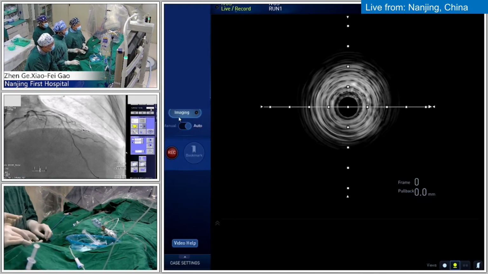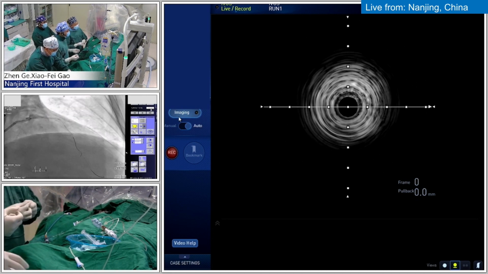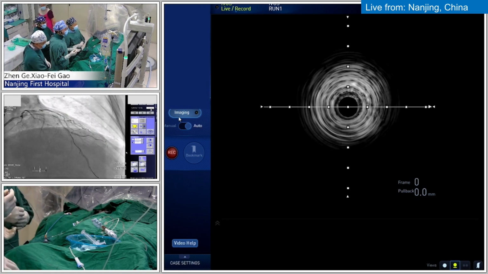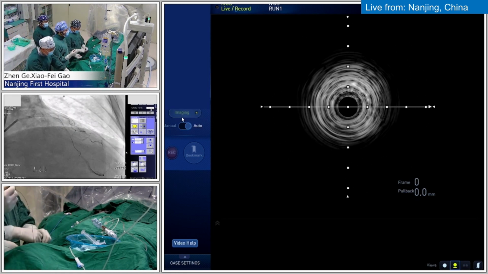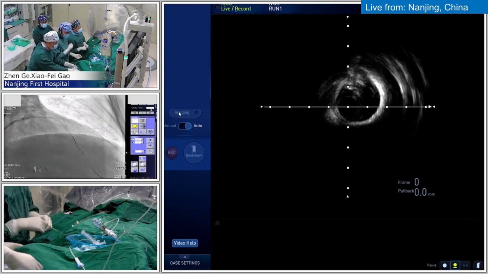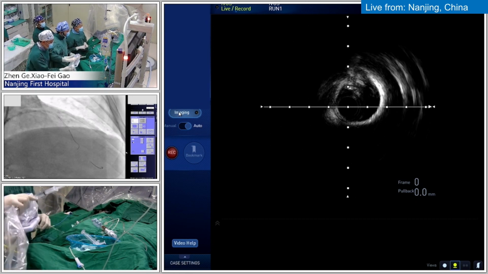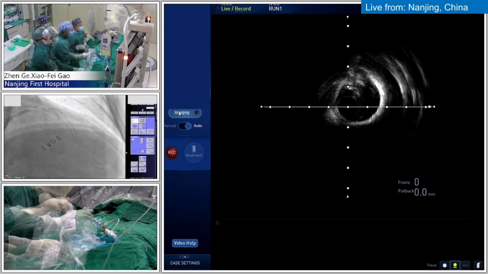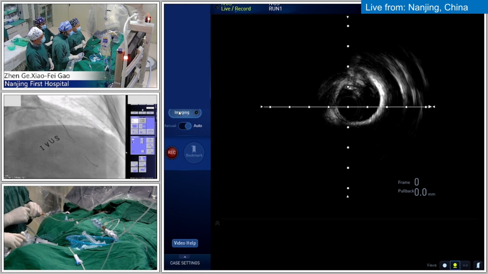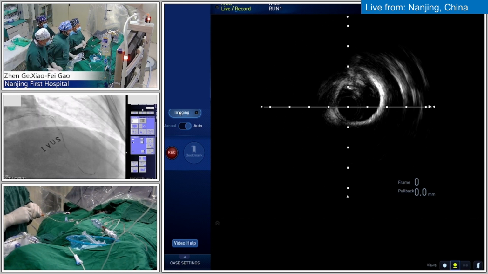The left main and the LAD look all right. Probably some carina shift to the second diagonal. Probably use another wire to protect this diagonal before the stenting. It's very curved, seems not easy to cross. It cannot cross. The middle LAD is very tortuous.